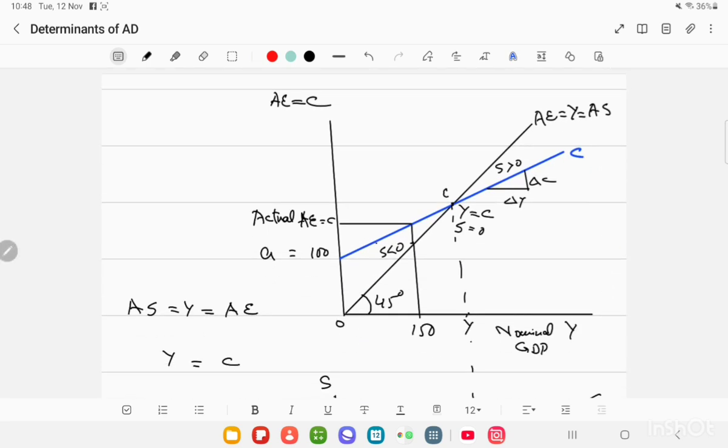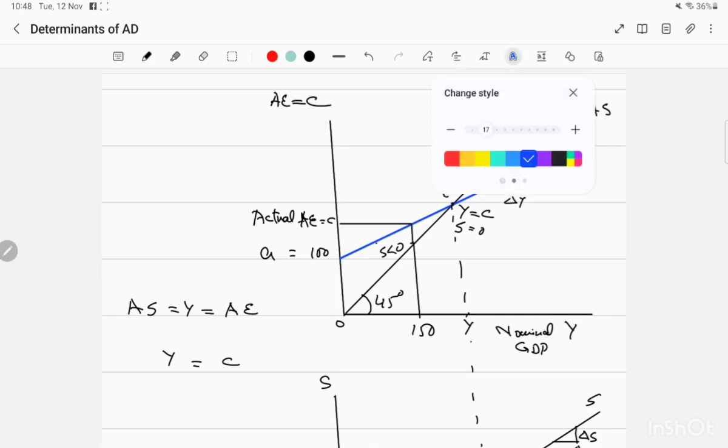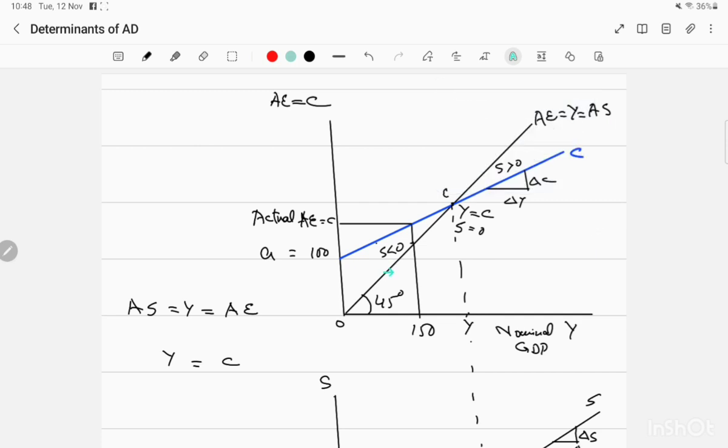First of all, there is a 45-degree line. What is the 45-degree line over here? I am going to bold it with the green line. So this is the 45-degree line. This 45-degree line has divided the 90-degree angle of the y-axis and x-axis into equal halves.